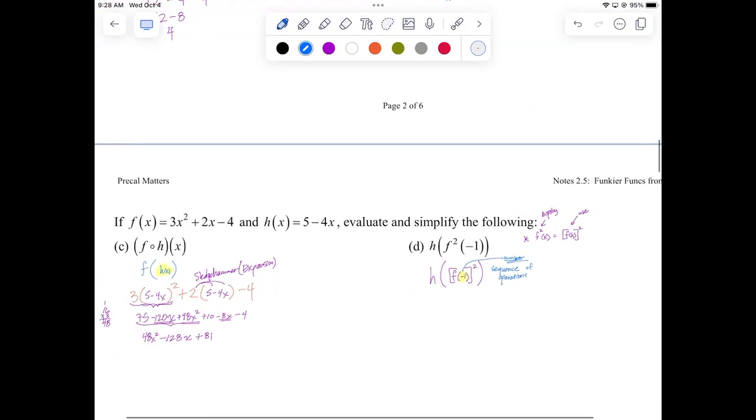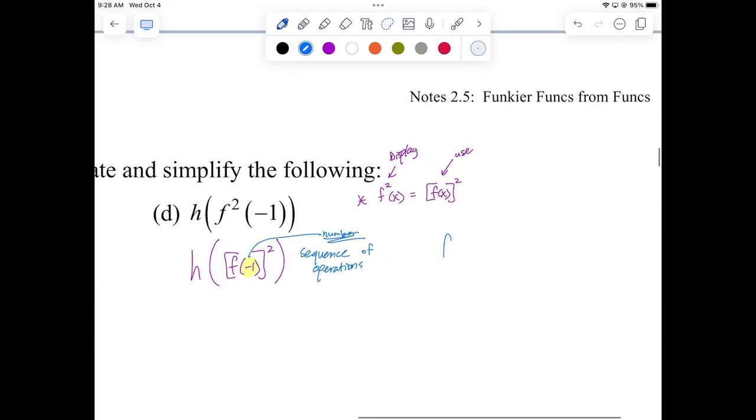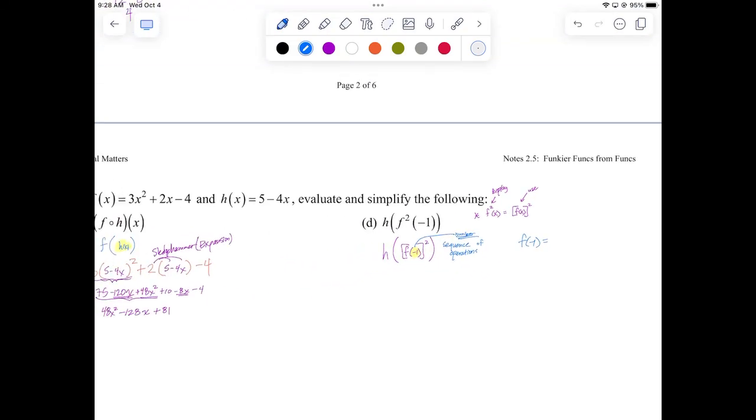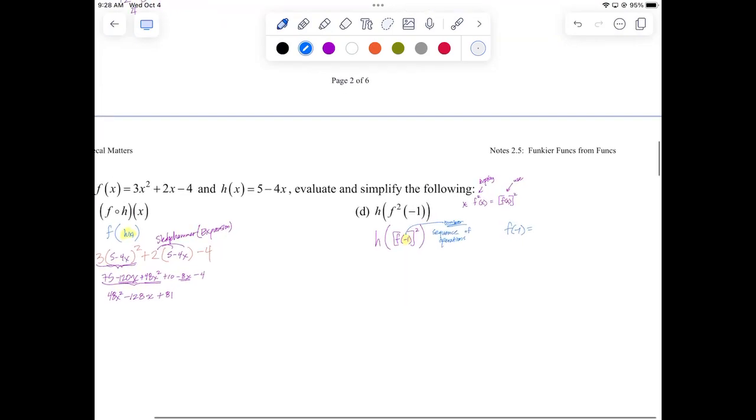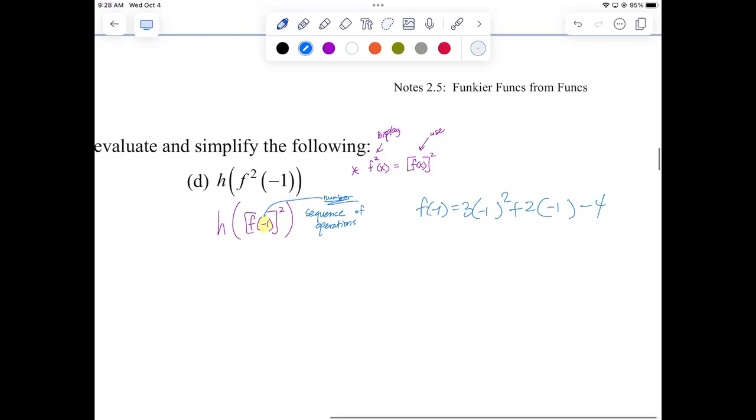So let's see, what is f of negative 1? Let's go off to the side. What is f of negative 1? Well, f is 3x squared, so again, I'll go 3 parentheses squared plus 2 parentheses minus 4. Then I'll plug a negative 1 in there. And now if I simplify that, I get 3 minus 2 minus 4, which is negative 3.